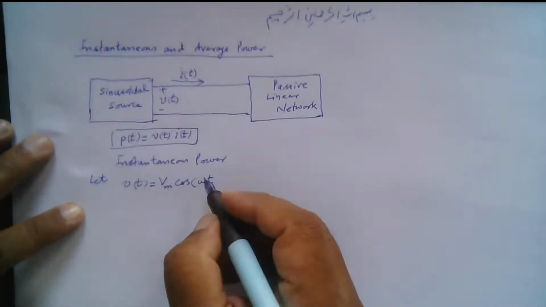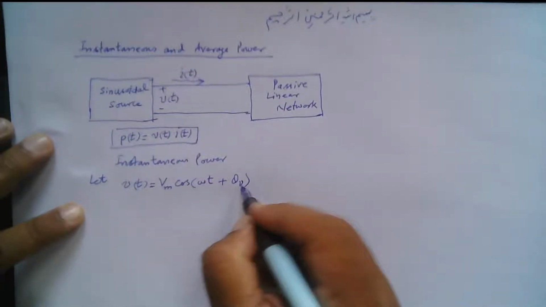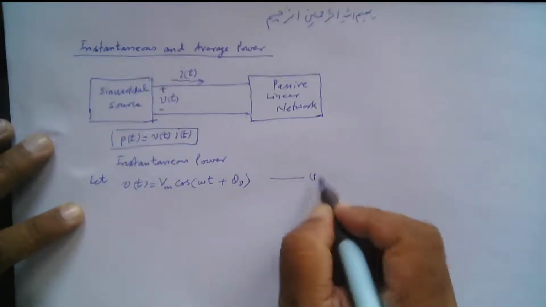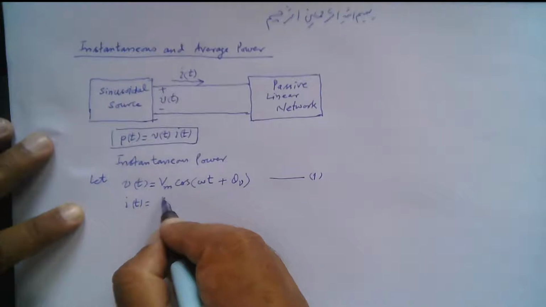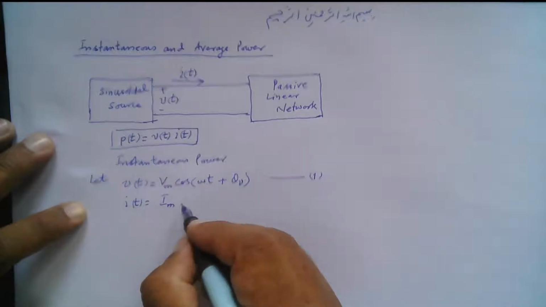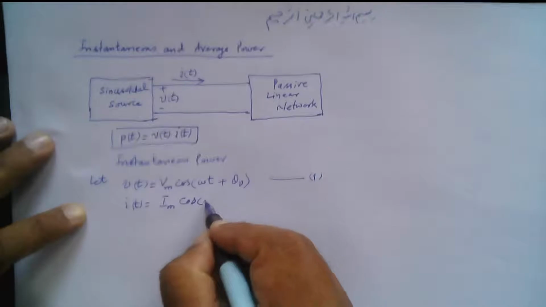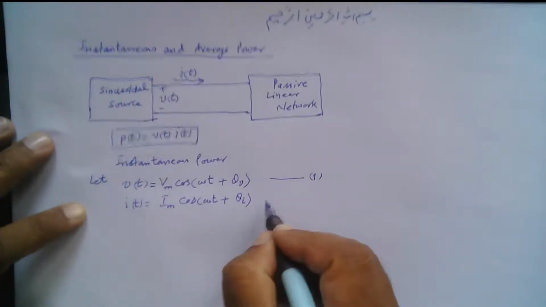To further investigate this instantaneous power, let V of t be Vm cos omega t plus theta v. This is the phase angle of the voltage, theta v. Let us call this equation 1. Let I of t, the current, be Im, where the subscript m stands for the maximum or peak value, cos omega t plus theta I, where the phase angle is theta I.